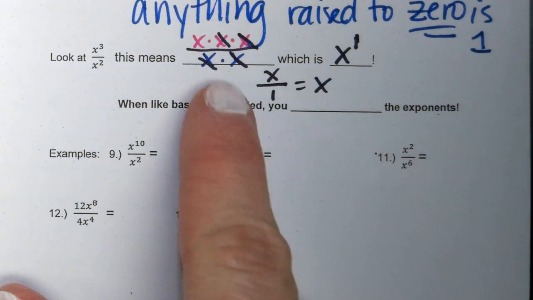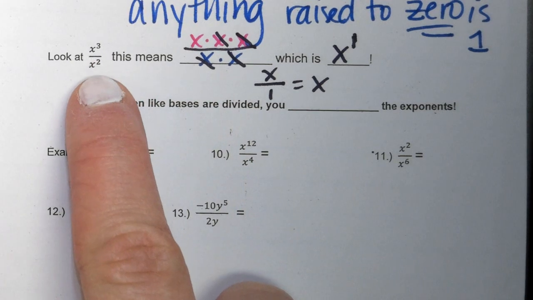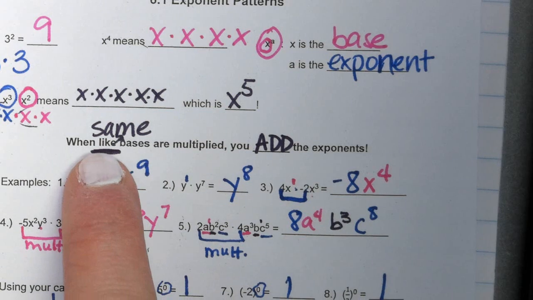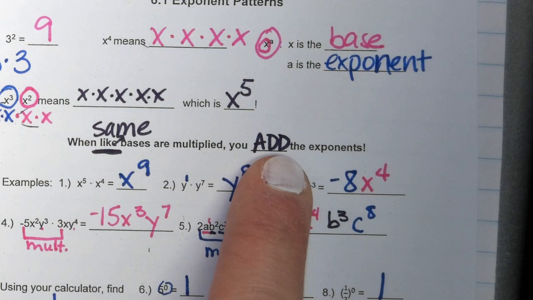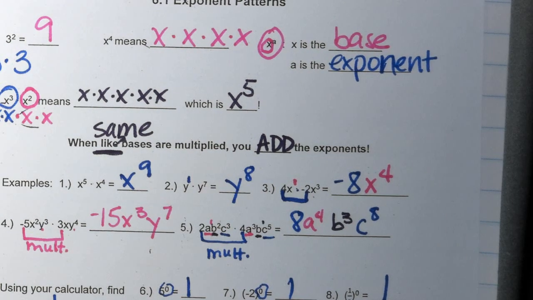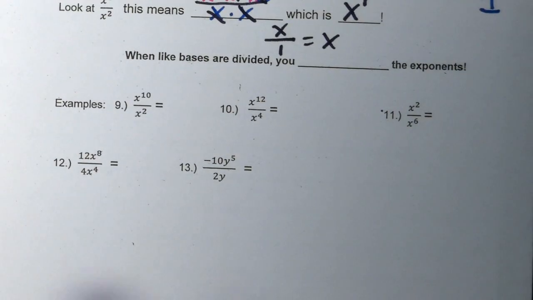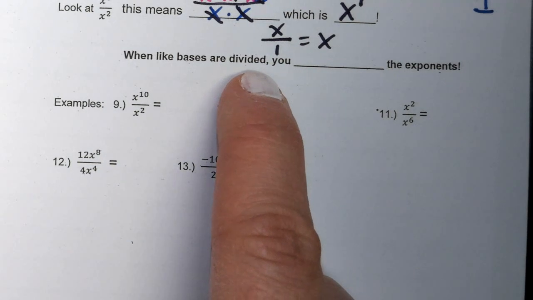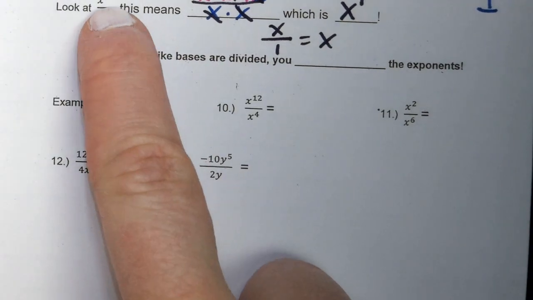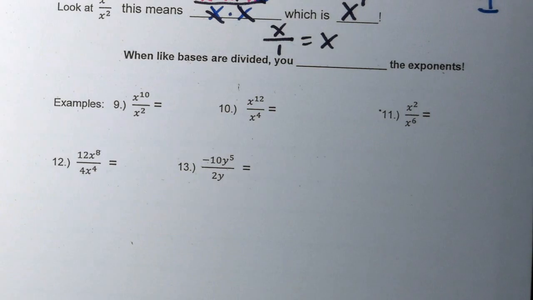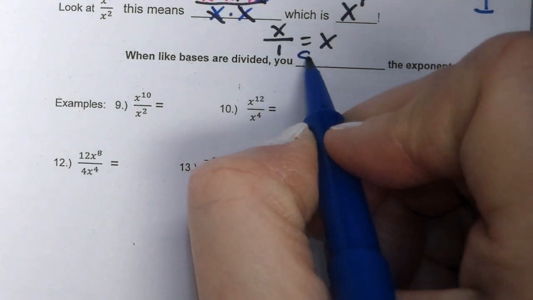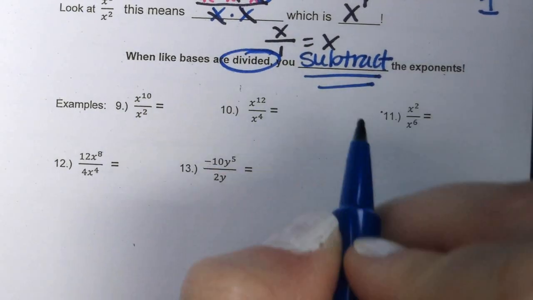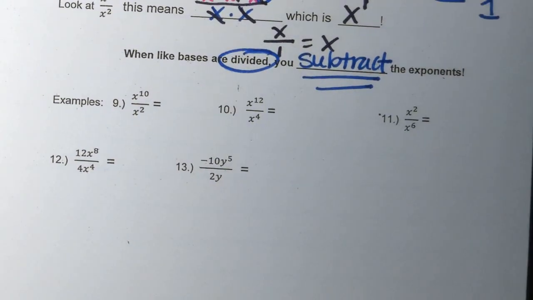So what do you see here? Do you see any kind of pattern? Look up here, it might help you. When we had the same bases being multiplied, we add the exponents. What do you think is going to happen when the same bases are divided? Look what we did here. We had a 3 and a 2, and we ended up with x to the 1. I hope you're saying subtract. When they're divided, you subtract the exponents.